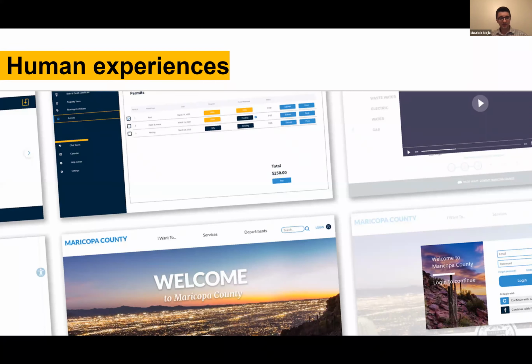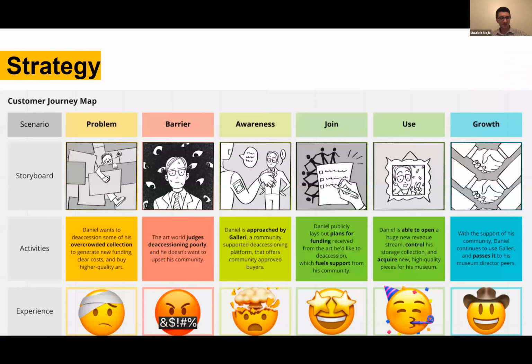Can we go to the next slide, please, Christy? And then we have a strategy. So as we are here talking about a master's program, we also place emphasis on strategy.